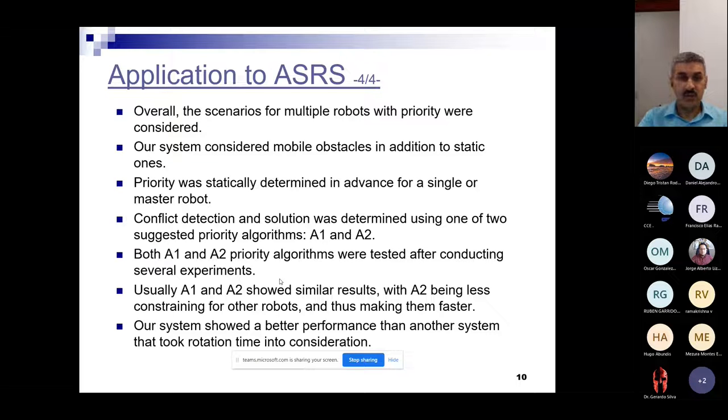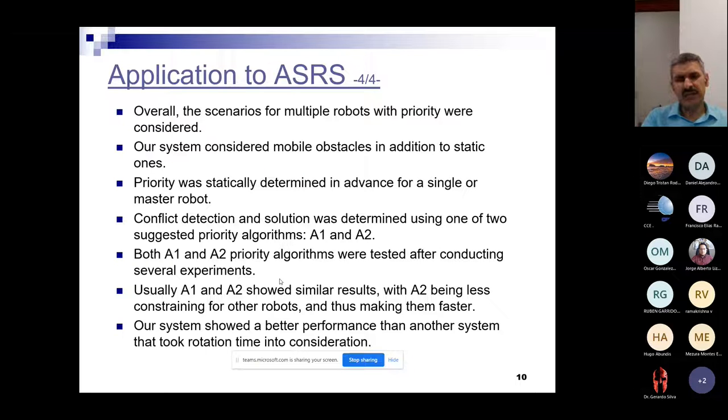Conflict detection solution was determined using one of these two priority algorithms, A1 and A2. Now, regarding the A1 and A2, they were tested after several experiments, simulation, and they showed similar results, but the A2 was less constraining for the other robots. So what I mean is sometimes the other robots don't have to wait a long time. They can just go and reach their destination using the A2, and they're not restraining the main robot as well as they are not being stopped or slowed down by it. So this is the only difference. But for the priority robot, A1 and A2 were the same.